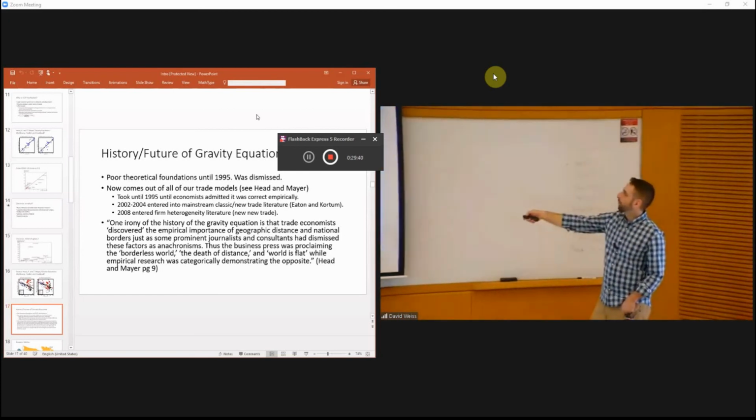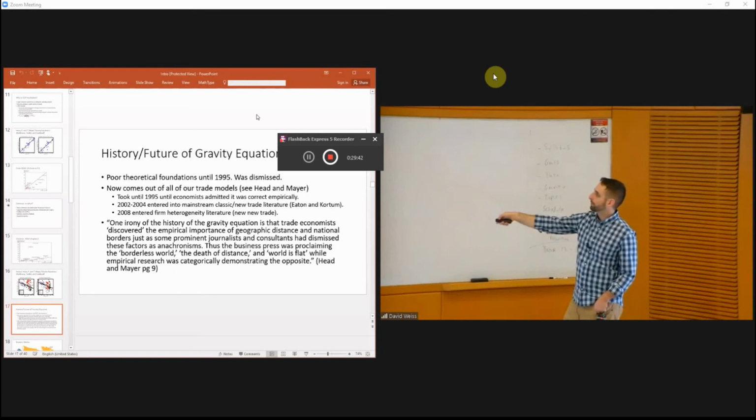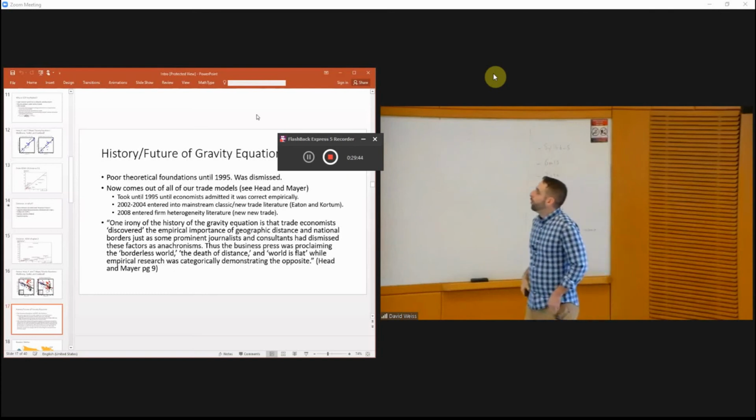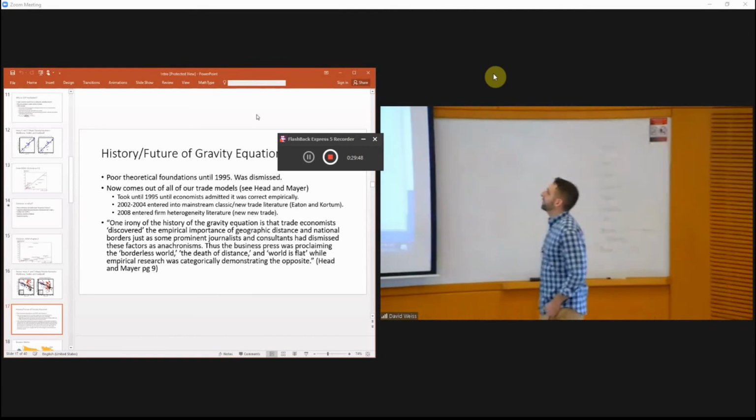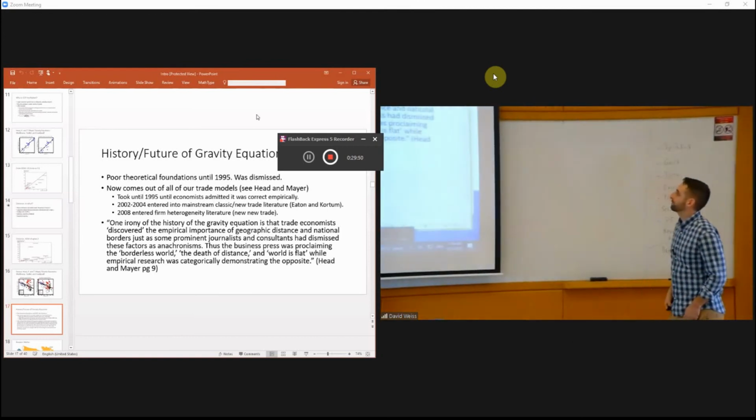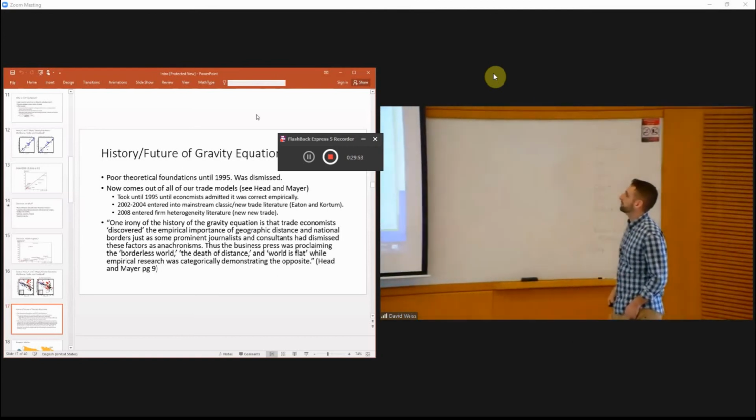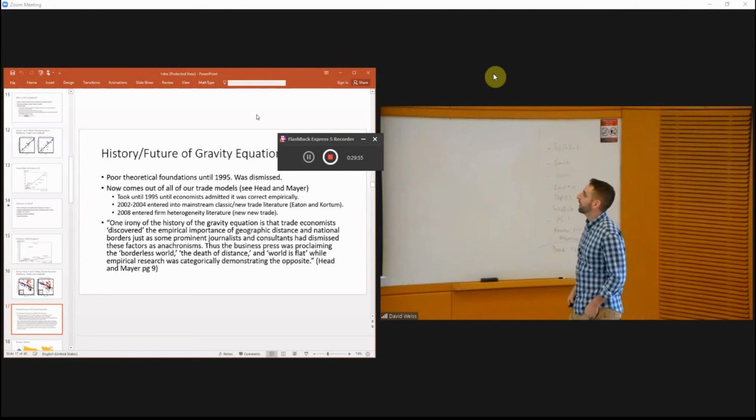So this is a quote that I just had to copy from the paper that I posted. "One irony of the history of the gravity equation is that trade economists discovered the empirical importance of geographic distance and national borders, just as some prominent journalists and consultants had dismissed these factors as anachronisms. Thus, the business press was proclaiming the borderless world, the death of distance, and the world is flat, while empirical research was categorically demonstrating the opposite."